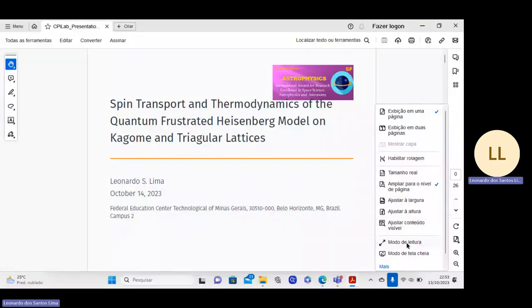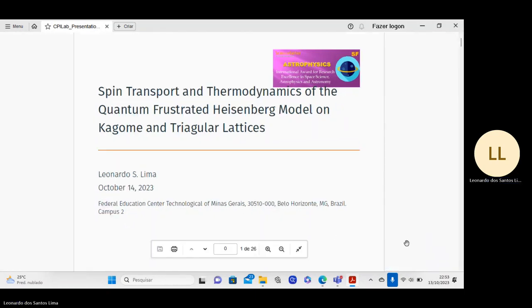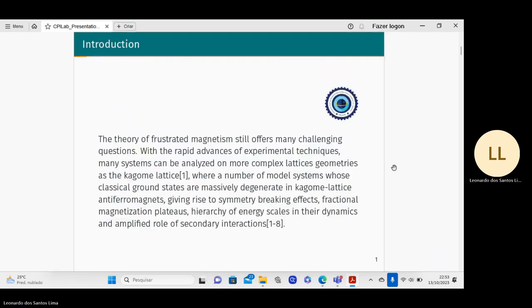Thermodynamics of the quantum frustrated Heisenberg model on kagome and triangular lattice. The theory of frustrated magnetism still offers many challenging questions.